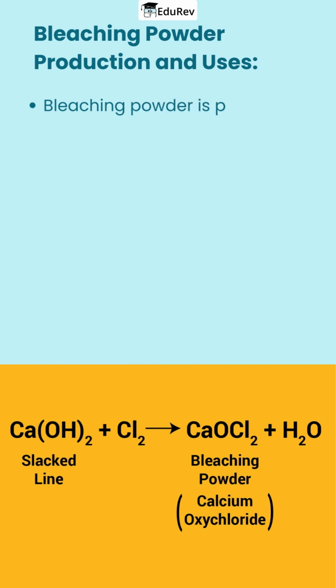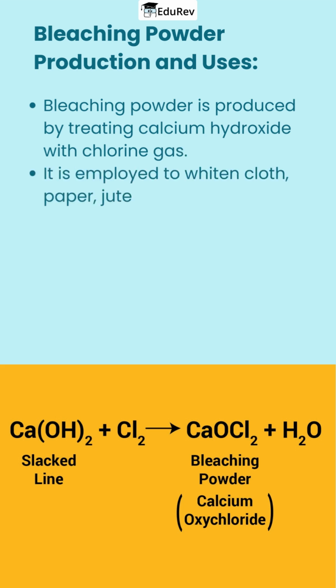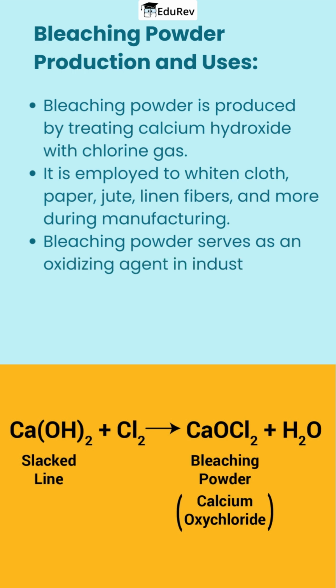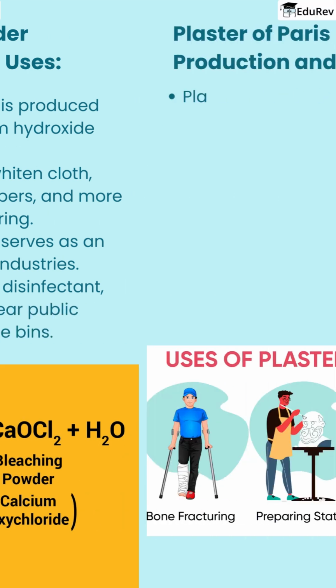Bleaching powder production and uses. Bleaching powder is produced by treating calcium hydroxide with chlorine gas. It is employed to whiten cloth, paper, jute, linen fibers, and more during manufacturing. Bleaching powder serves as an oxidizing agent in industries. It is also used as a disinfectant, commonly seen near public toilets and garbage bins.